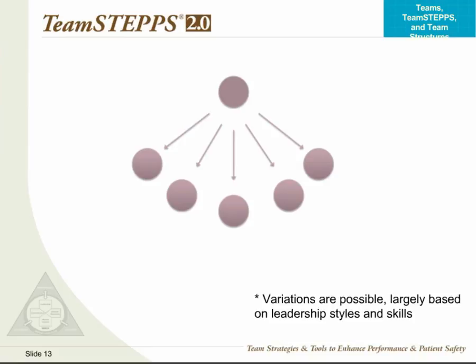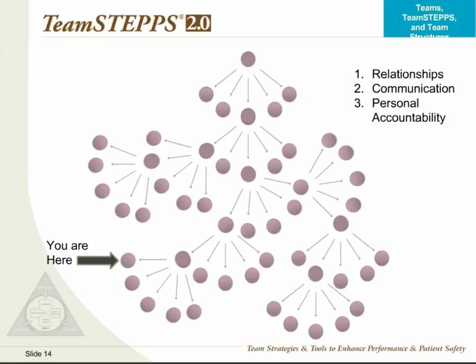Although we're only seeing it with 5 or 6 members here, what we frequently encounter is that the organization is much larger, and in fact, much larger than this. But this will serve to illustrate the point. I've identified where you are in the organization. You're on the edge. You're identified by the arrow on the left-hand side.